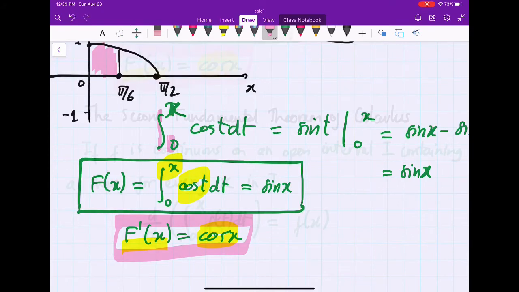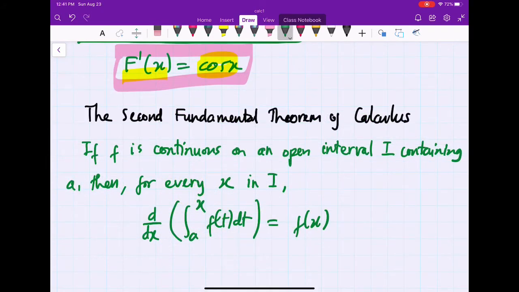Does that make sense? And that is the second fundamental theorem of calculus. We suppose that the function f is continuous on some open interval I containing a. Okay, this is an open interval. Then, for every x in I, the derivative of this function is just equal to f evaluated at x.